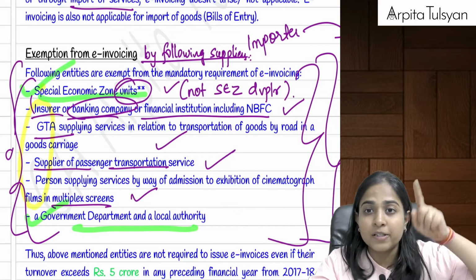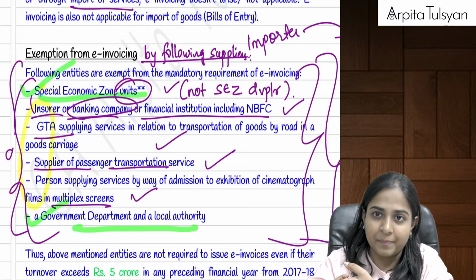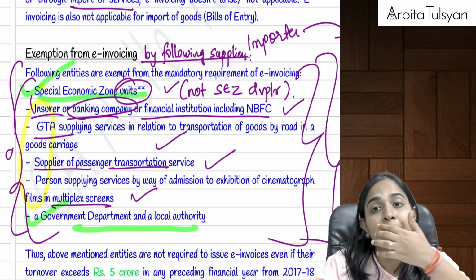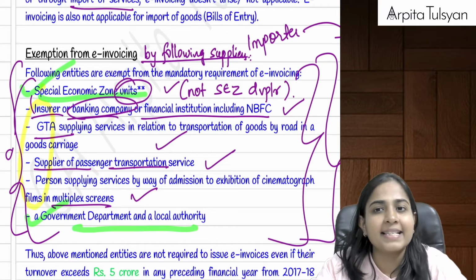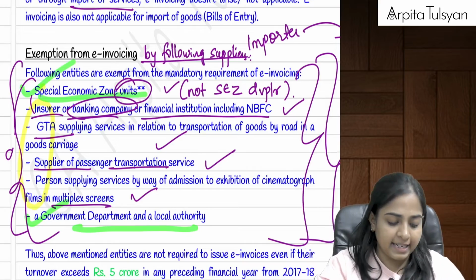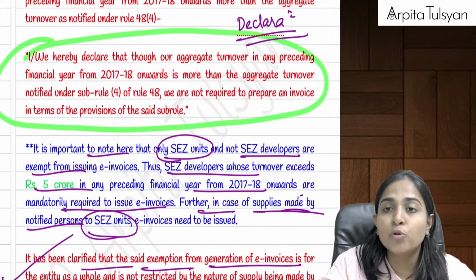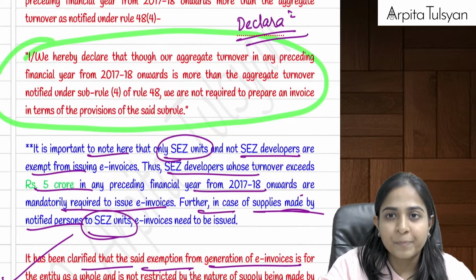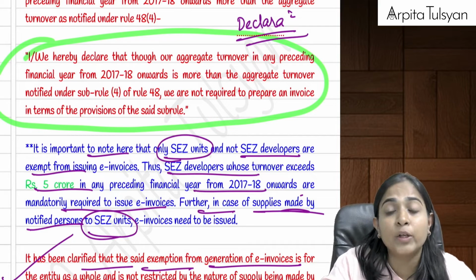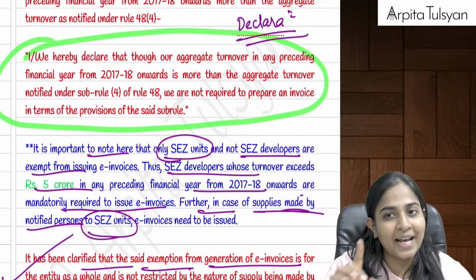All these persons which we are studying here in the list are not the recipient. They are the supplier. So what if I am a normal person and I am supplying something to an SEZ unit? Then in that case, e-invoicing will be applicable. But what if an SEZ unit is supplying something? Then in that case, e-invoicing is not applicable, right? So can there be a possibility that there is a bank whose turnover is more than 5 crore? Is it required to issue e-invoice? A banking company whose aggregate turnover is more than 5 crore in the preceding financial year. As per threshold, yes, but as per exemption, no.